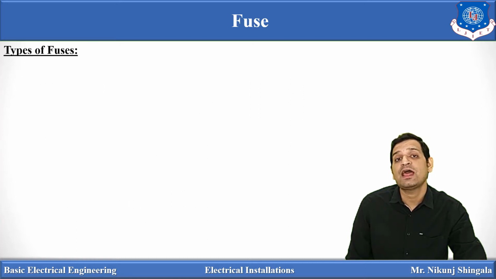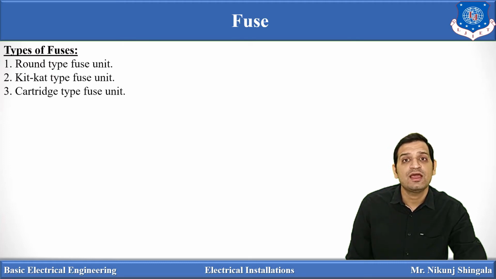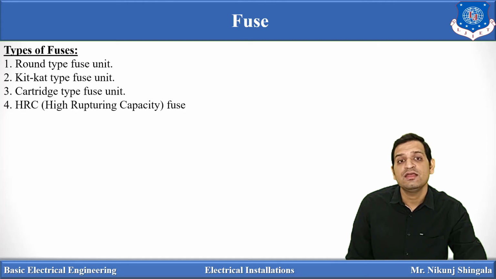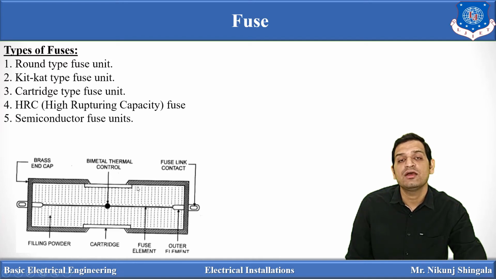Now, which are the different types of fuse? Round type fuse, KitKat type fuse, cartridge type fuse, HRC, that is the high rupturing capacity fuse, which works at a high rupturing capacity. Semiconductor fuse units are there. This circuit you can see here is an HRC fuse.